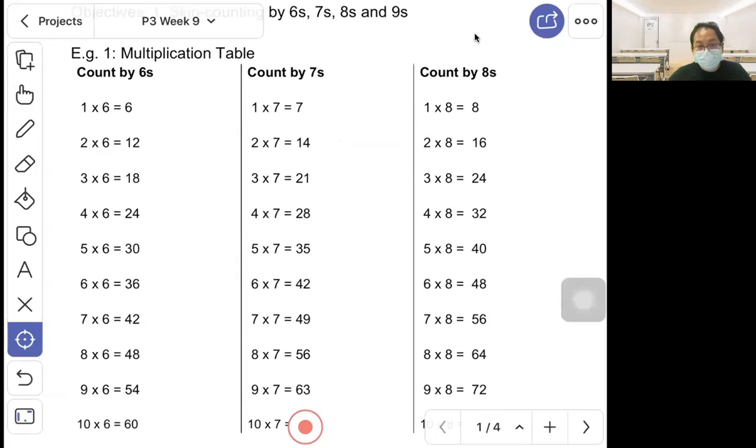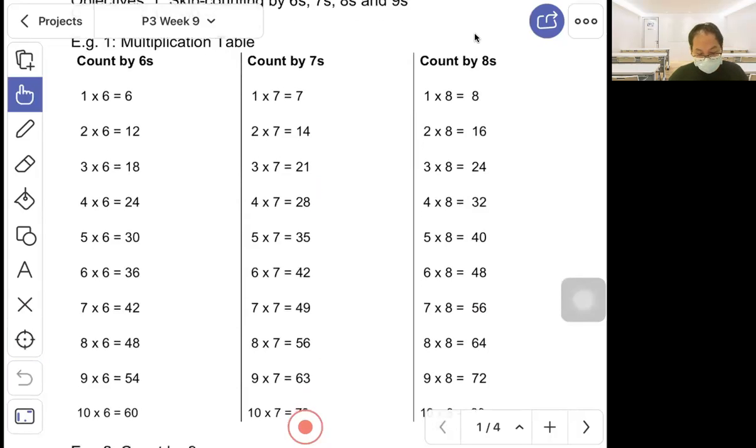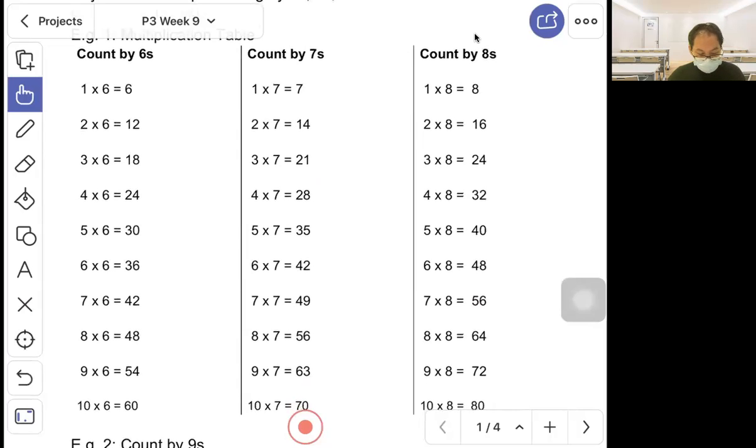So for 7 timetable, you should be able to skip count to 7, 14, 21, 28, 35, 42, 49, 56, 63, 70. So for 8, you should be able to do 8, 16, 24, 32, 40, 48, 56, 64, 72, 80.